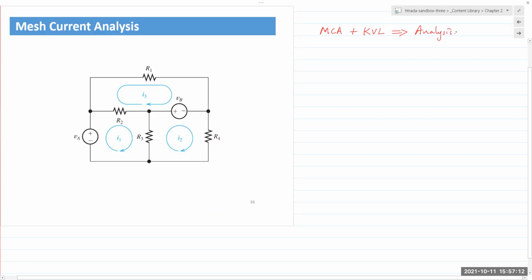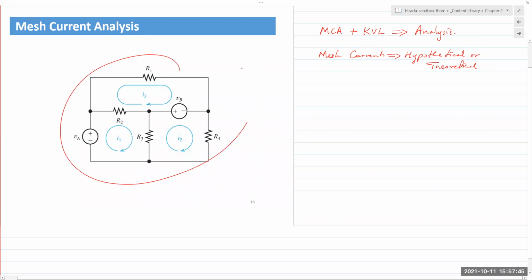Okay, so first thing that I would like to point out is that mesh currents are completely hypothetical. They are not real. They do not exist in real life. Okay, so hypothetical or theoretical, if you will. They are theoretical, contrary to branch currents, which is the actual current that is flowing through a branch.